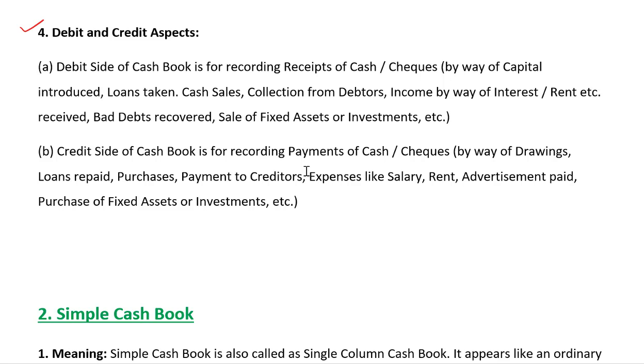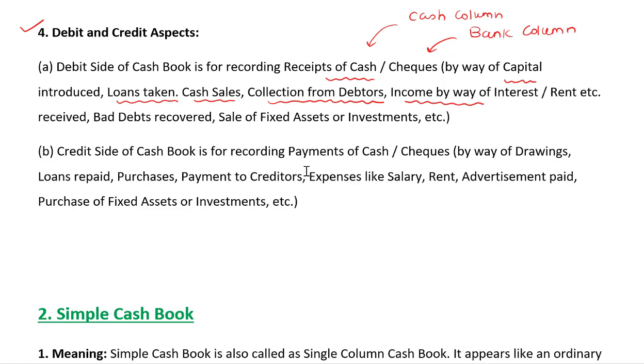Fine. Let us go to point number 4, that is debit and credit aspects. So debit side of cash book for recording receipts. Receipts of cash will be recorded in cash column, and receipt of checks will be recorded in bank column. By way of introduction of capital, loans taken, cash sales, collection from debtors, income by way of interest, rent, bad debt recovered, sale of fixed assets and investments.